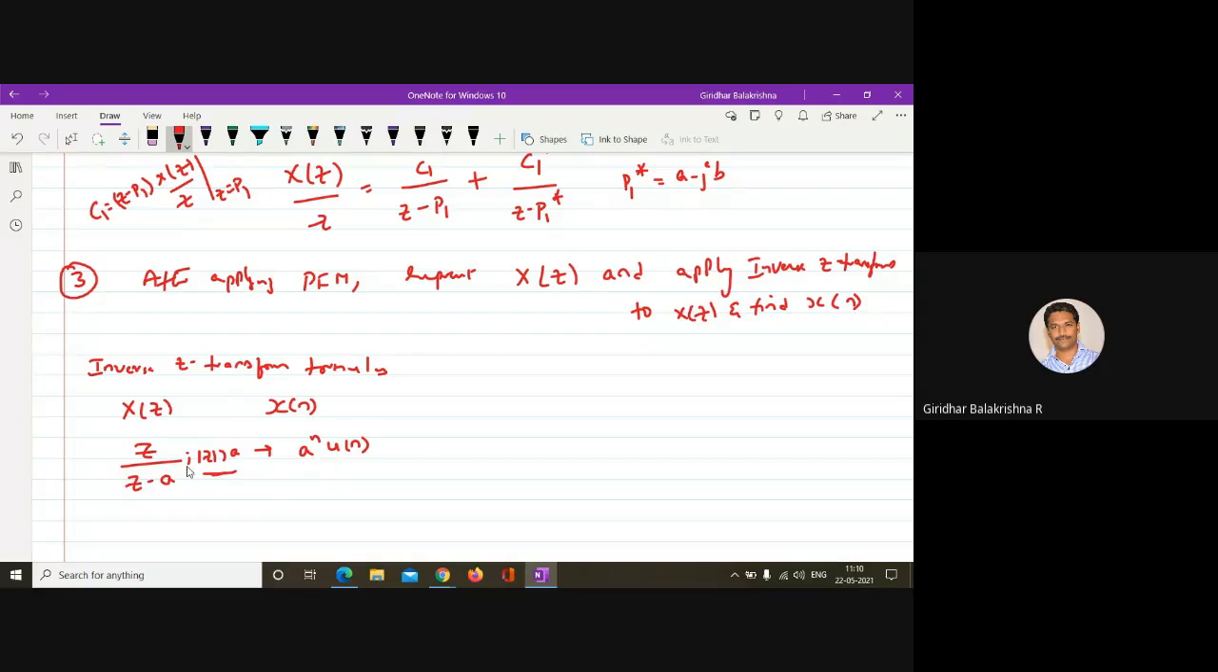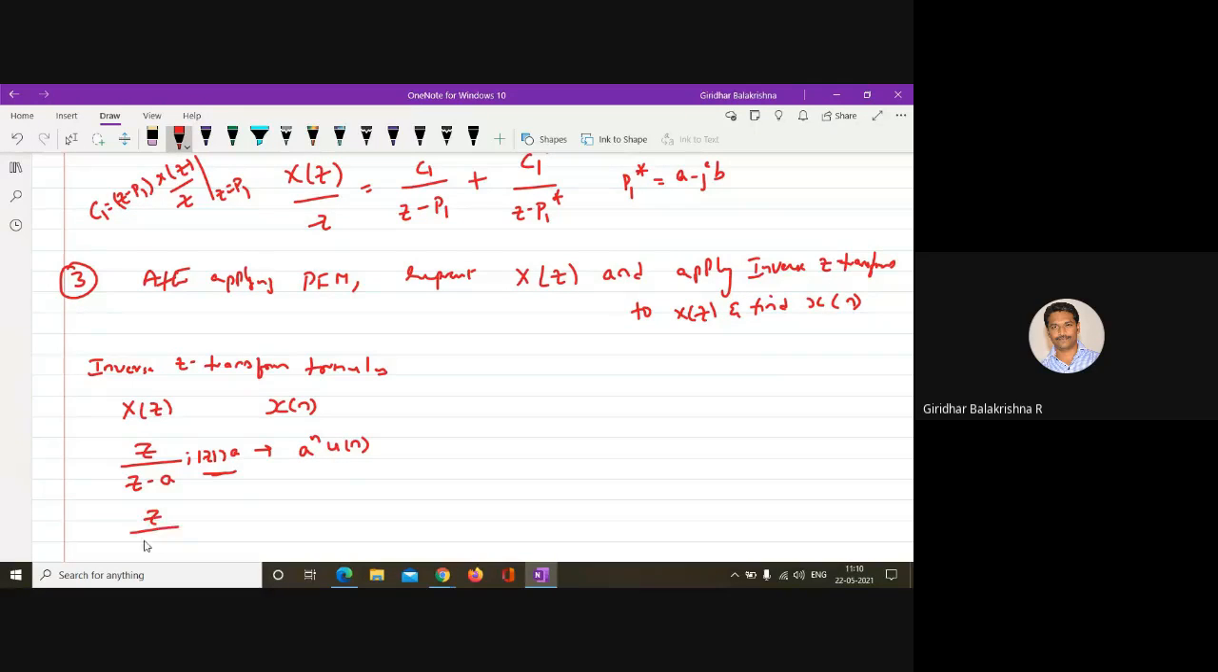Already we calculated this one. If you apply z transform to this one, you will get the same. So the inverse z transform of z by z minus a for a causal system is a power n into u of n.